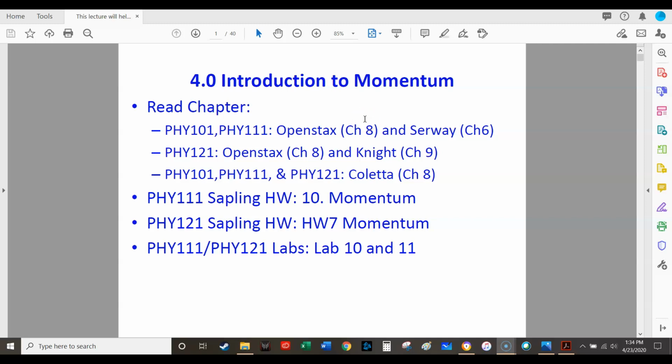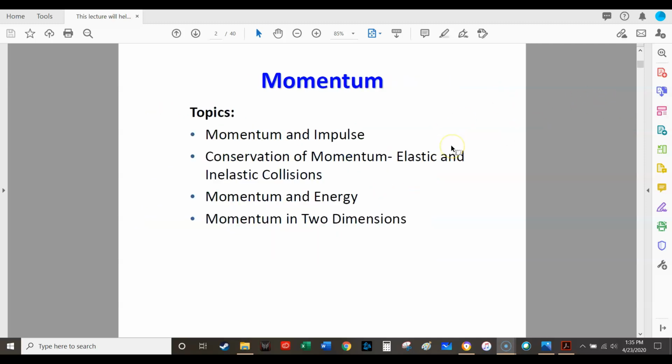We are starting with 4.0, and I want you to read Coletta Chapter 8 before you do the reading quiz. This content is related to Homework 10 for Physics 111 and Homework 7 for Physics 121. It's also related to Lab 10 and Lab 11 in your lab books.